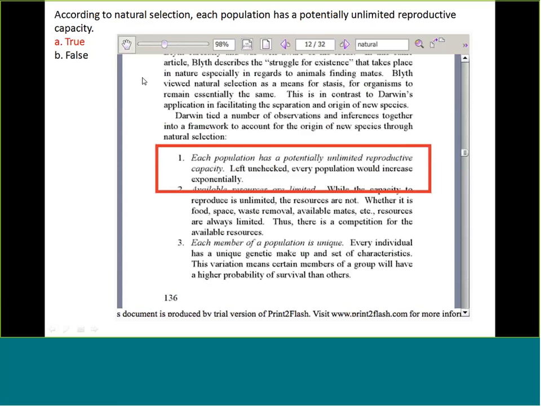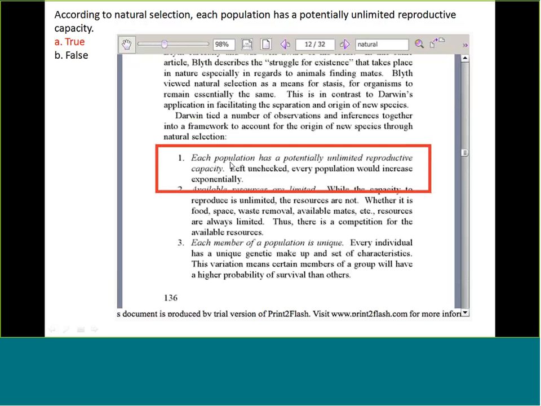And finally, the last one I chose from exam 3 that a lot of people missed was: according to natural selection, each population has a potentially unlimited reproductive capacity, true or false. So this is another question taken straight from the book. Here it's talking about Darwin's observations that came together to give his theory of natural selection.